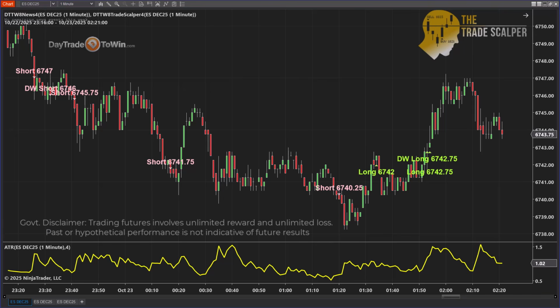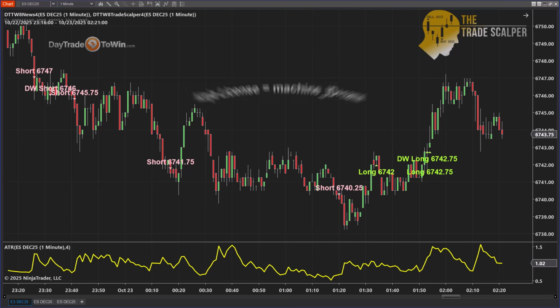For those of you with a free trial, I'm going to bring you up to speed on how to use the Trade Scalper either on NinjaTrader or TradingView. I have NinjaTrader already up and I have the Trade Scalper running on my charts. Remember, you have to have NinjaTrader or TradingView already installed on your computer.